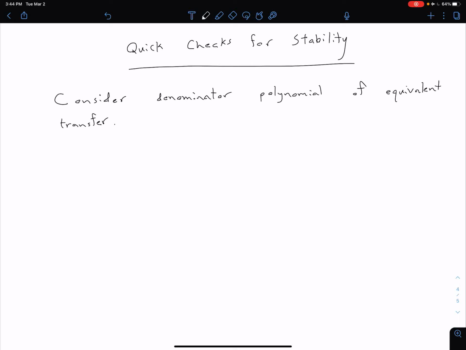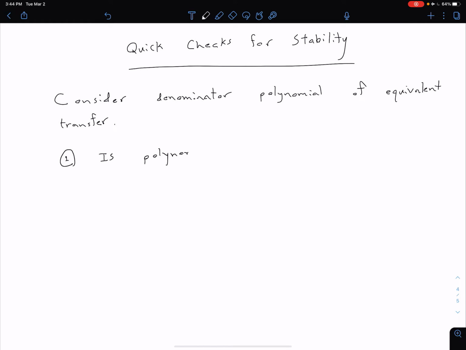Before we move on to look at our more detailed algorithmic approach for determining system stability, I want to go over a couple quick ways that we can check to see if a system is unstable. For both of these methods, we're going to be considering the denominator polynomial of our equivalent transfer function. With the first quick check method, we're going to be asking, is the polynomial missing any terms?